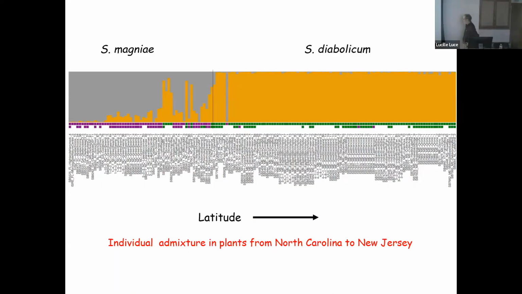And what we found, again, looking for genetic admixture and lining up our sites along a latitudinal gradient, at the southern end of the spectrum, it's pure magni. At the northern end of the spectrum, it's pure diabolicum. But from North Carolina to New Jersey, almost all the plants are genetically admixed. So there's a region which is basically where the two species' ranges overlap. They're genetically admixed.